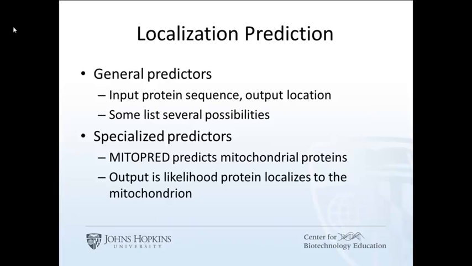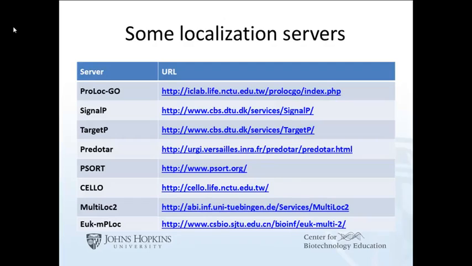For example, a program called mitopred, well, you might not be surprised, predicts whether or not a protein goes to the mitochondria. It's a yes-no question, and the output of such programs is usually pretty simple and expressed as a percentage. For example, the prediction might say that a protein is 78% likely to be mitochondrial based on its sequence. Here are just some of those web servers, and there are quite a few out there.